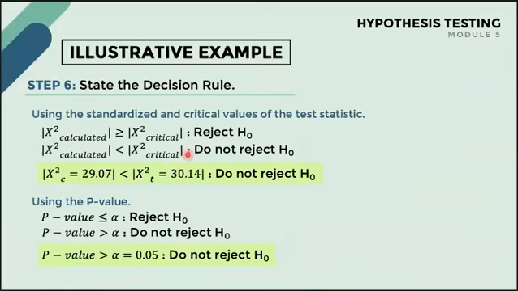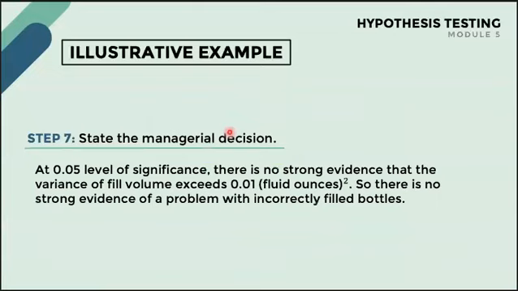So expect that the conclusion for both using the critical value and the p-value is do not reject your null hypothesis. So as a conclusion, at 0.05 level of significance, there is no strong evidence that the variance of fill volume exceeds 0.01. So there is no strong evidence of a problem with incorrectly filled bottles. So the filling is still good because there is no overfilling and underfilling, based on the hypothesis test that they conducted.